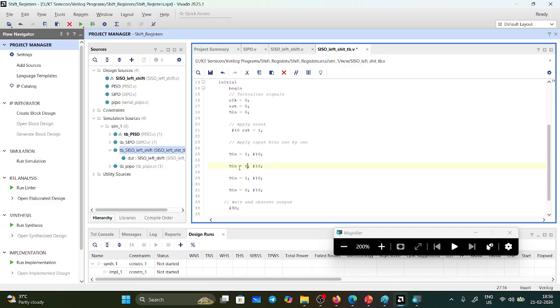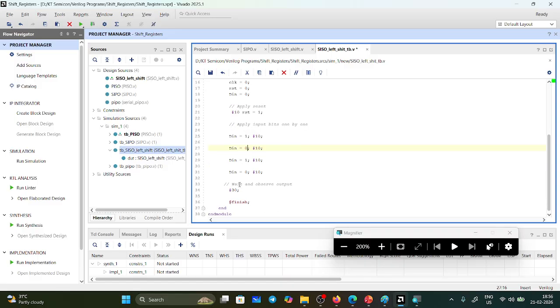So whatever in our example 111, no? So here we will check for 101. Okay, after that wait to observe the output for 30 time units, and $finish is nothing but a system task.